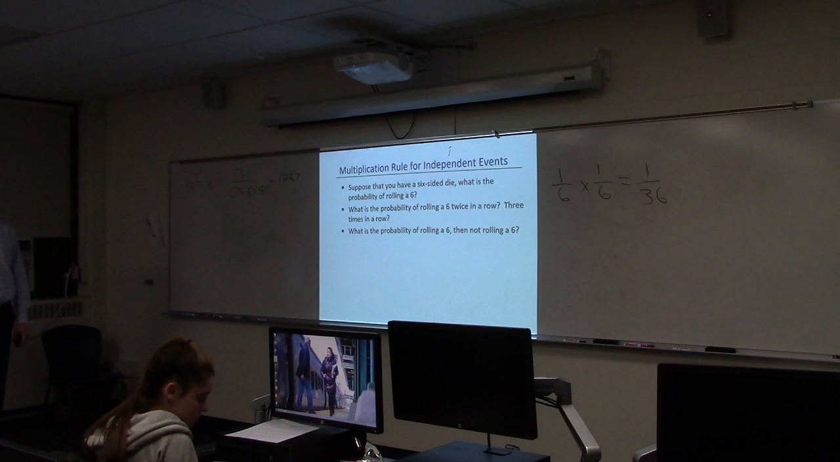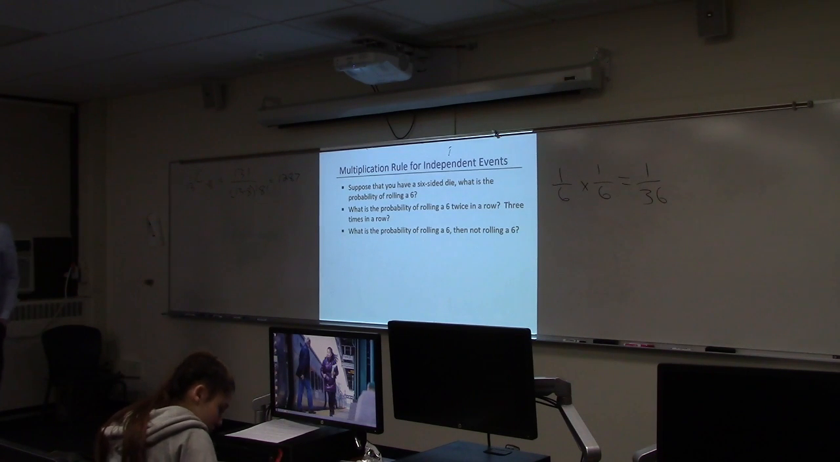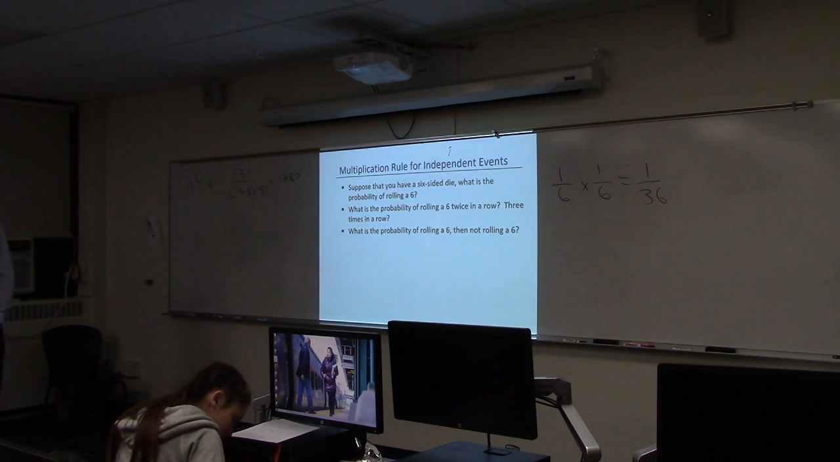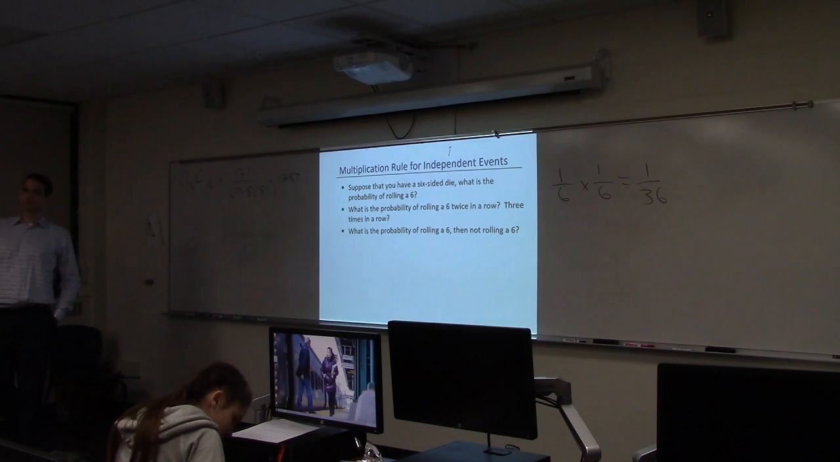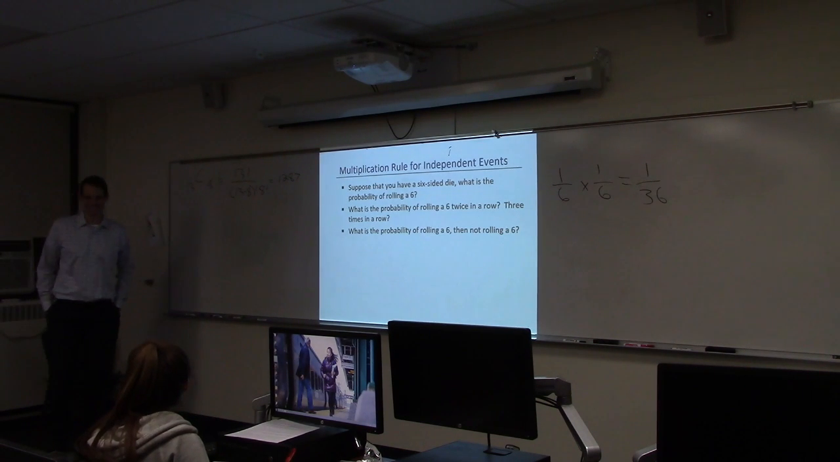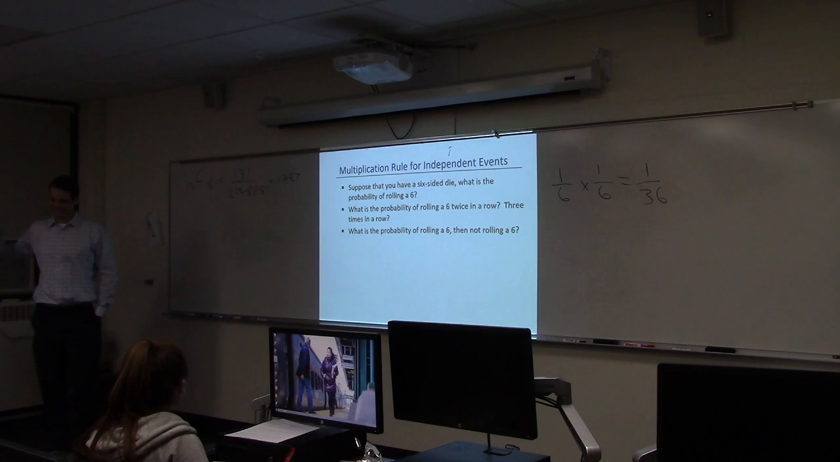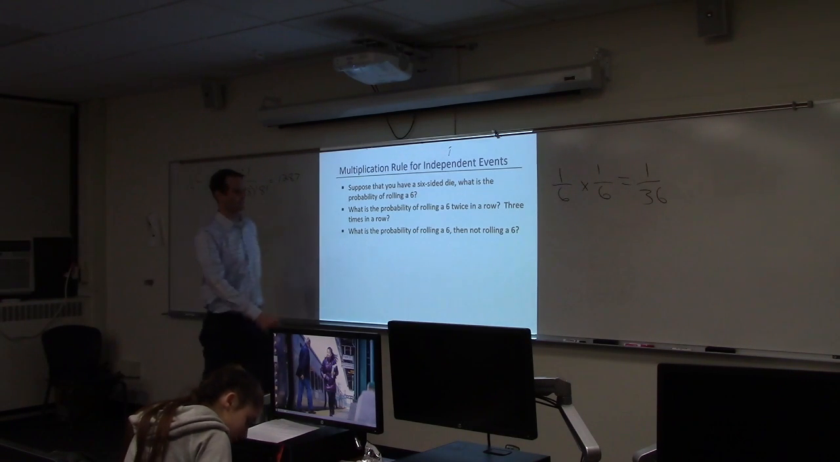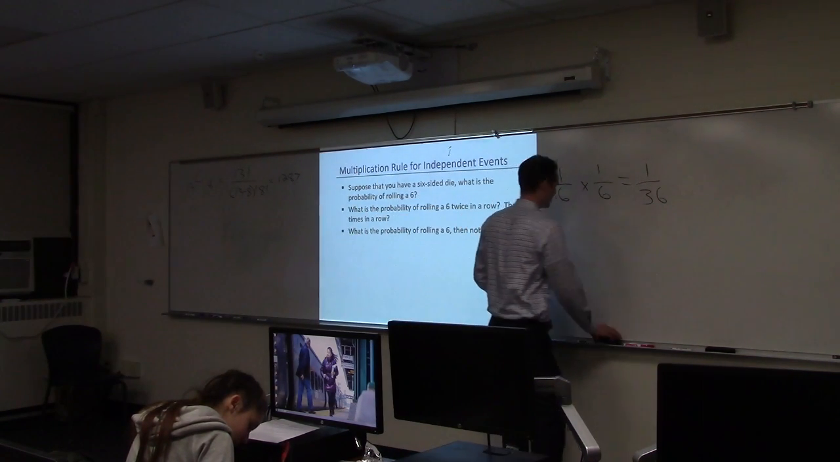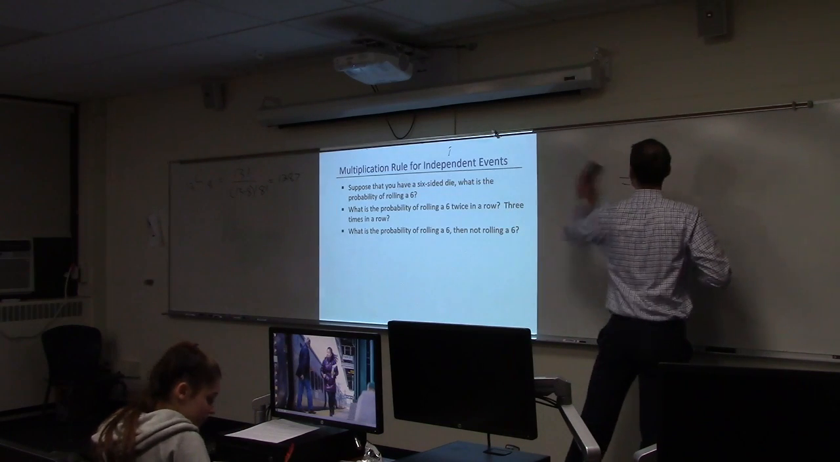What is the probability of rolling a 6 and then not rolling a 6? Would it be 1 over 6 times 5 over 6? Yes, perfect, that is correct. 1 over 6 times 5 over 6.